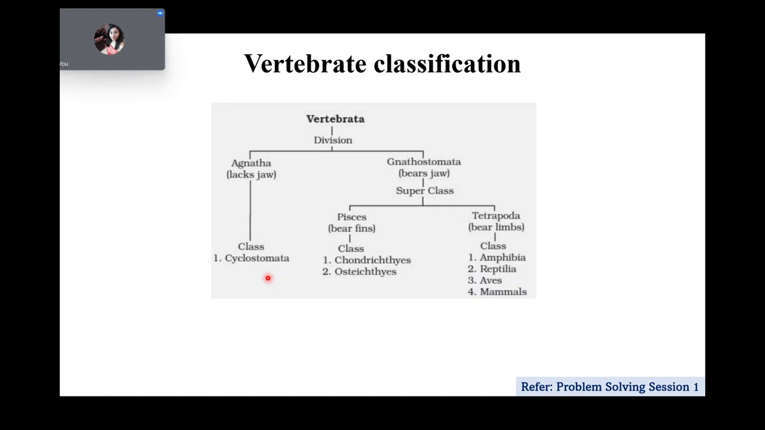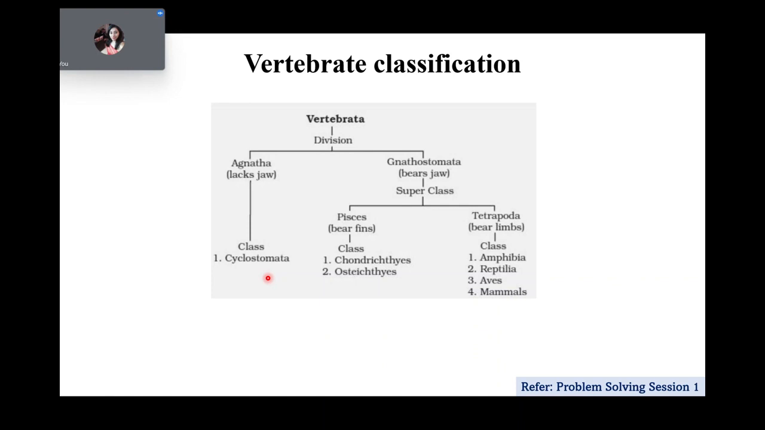So this is where you can see the Cyclostomata here, Chondrichthyes and Osteichthyes. Then Amphibia, these are Reptilia. This here is a salamander or a lizard, Aves and Mammals.